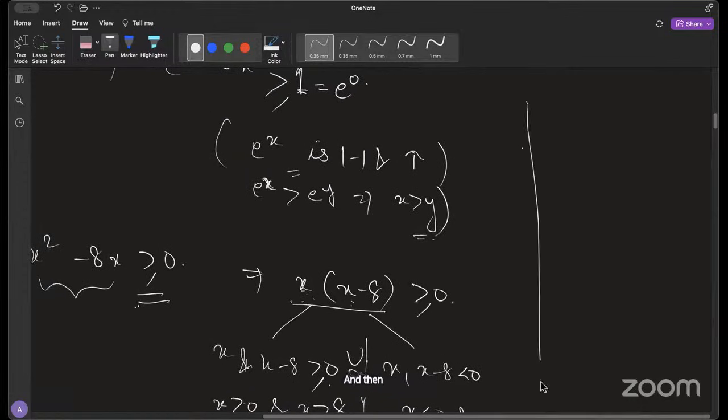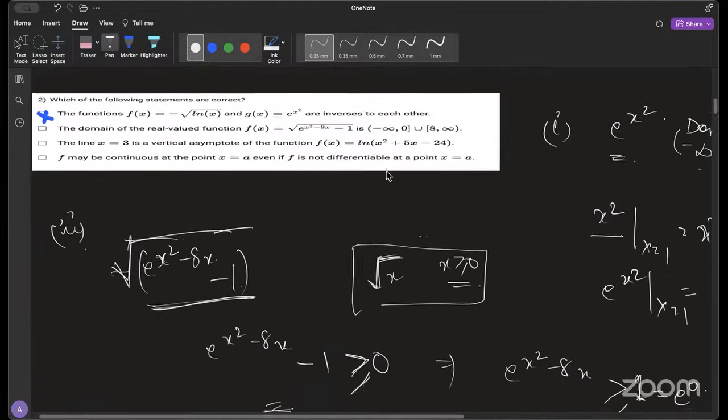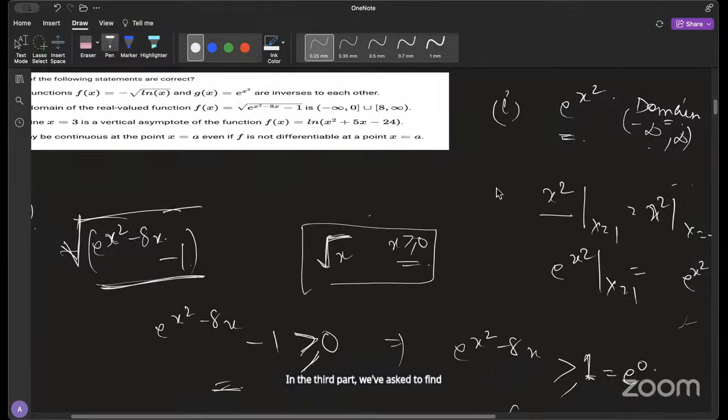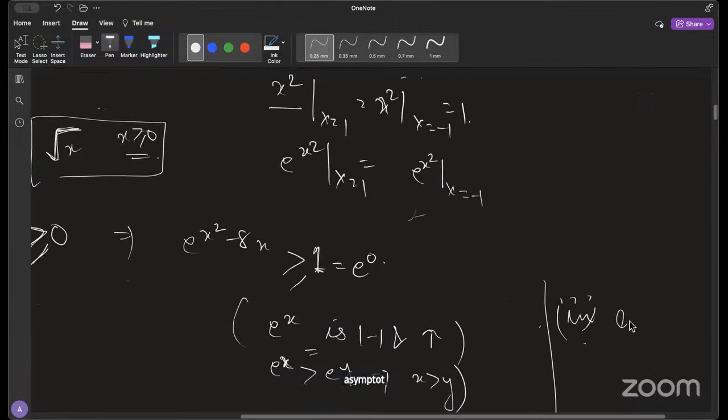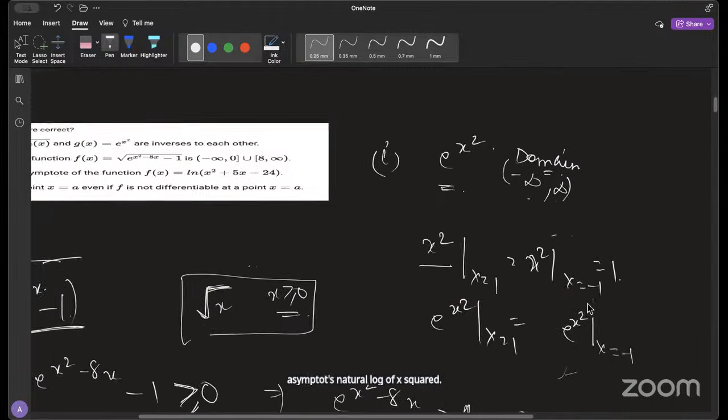And then for the third part, in the third part, we've been asked to find the asymptote of natural log of x square plus 5x minus 24.